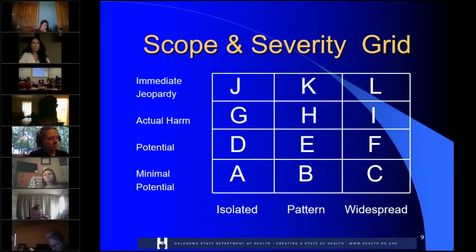Scope and severity grid, again, here it is, just a little bit minimalist so that you can look at it easily. The minimum potential at the bottom, like I said, those are still in compliance. You have substantial compliance at that point. Then you have potential for harm on that next row, D, E, and F. Actual harm cited at G, H, and I, and immediate jeopardy at the top, J, K, and L.